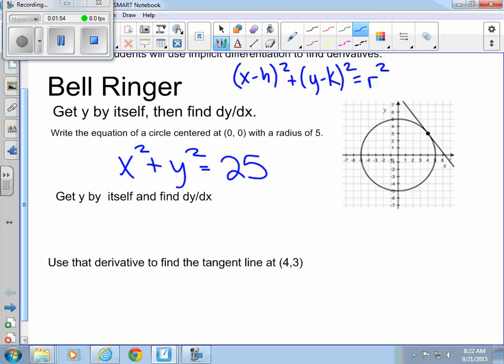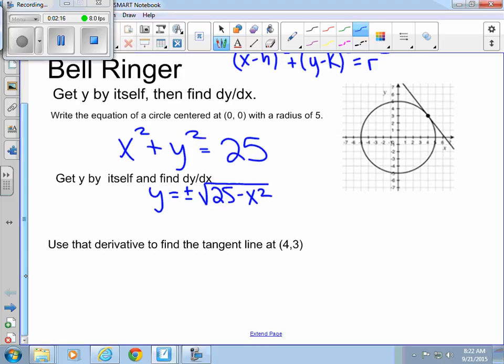Get y by itself. I'm going to do that fast. I think you could all do it. Factor x over and then square root. Don't forget, if you square root, you have to do a plus or minus. When I do the derivative, what rule does it involve? Power rule and chain rule. It's got an inside, so I'll have to remember to do the chain rule.